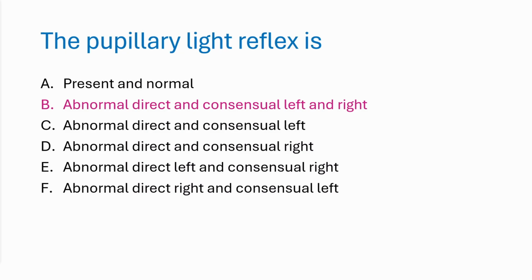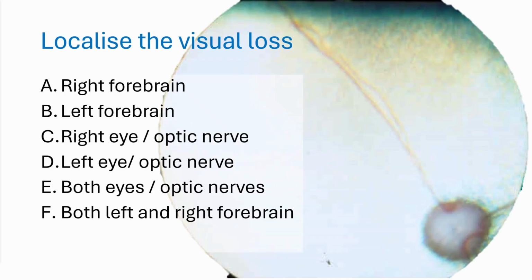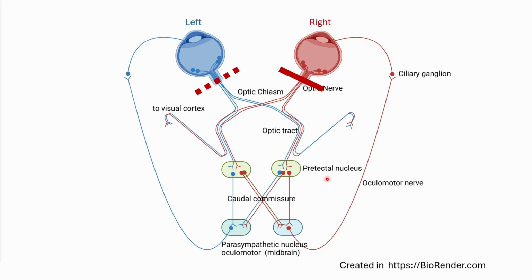So we need to localize the visual loss. And these are the options: forebrain, left and right; right eye optic nerve; left eye optic nerve; both eyes optic nerve; or both left and right forebrain. Yes, so this is both eyes optic nerve, but there is some function preserved on the left. So how do we explain that?